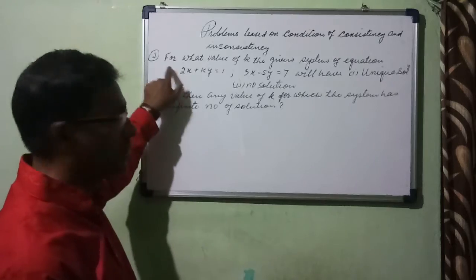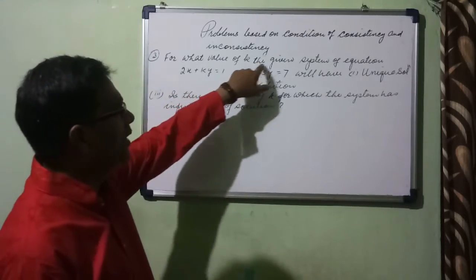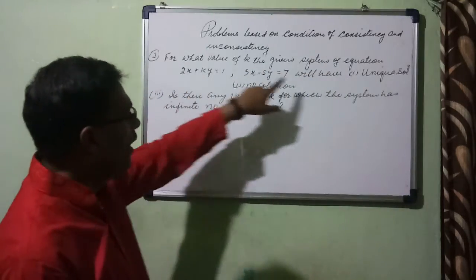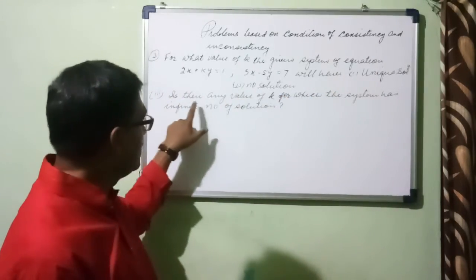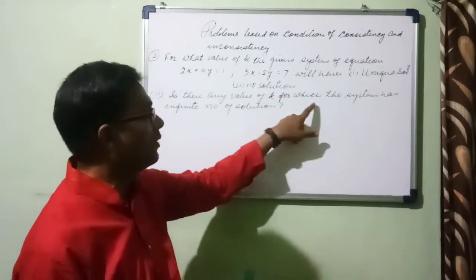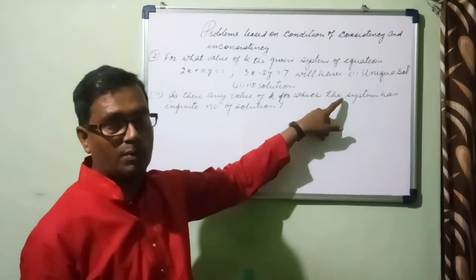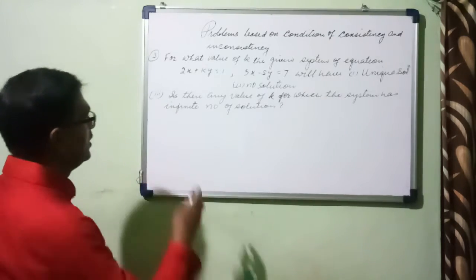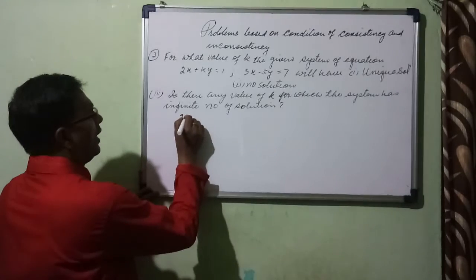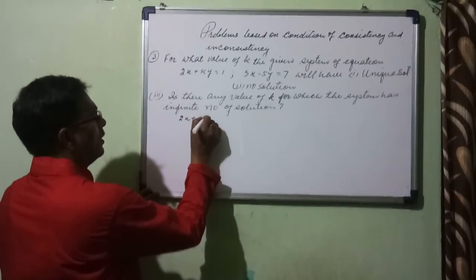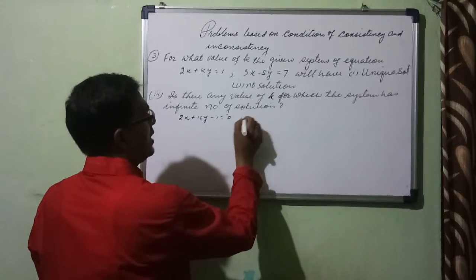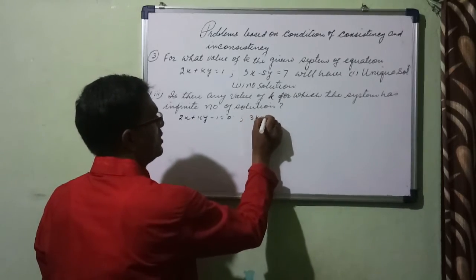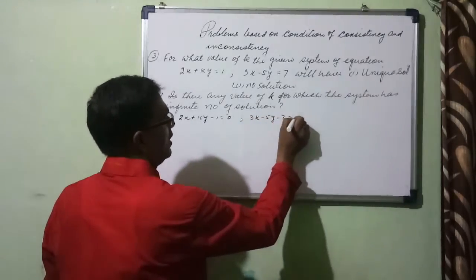Now here is the third question. For what value of k will the given system of equations have a unique solution, no solution, and then third one, is there any value of k for which the system will have an infinite number of solutions. So the first equation is 2x plus ky minus 1 is equal to 0, and the second equation is 3x minus 5y minus 7 is equal to 0.